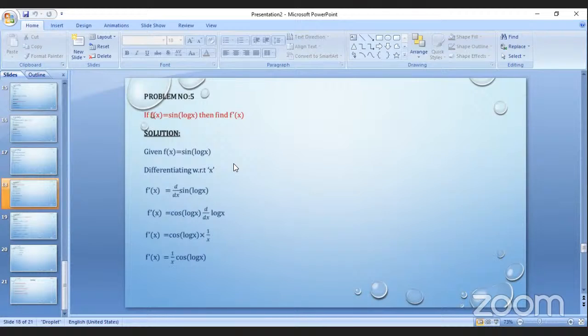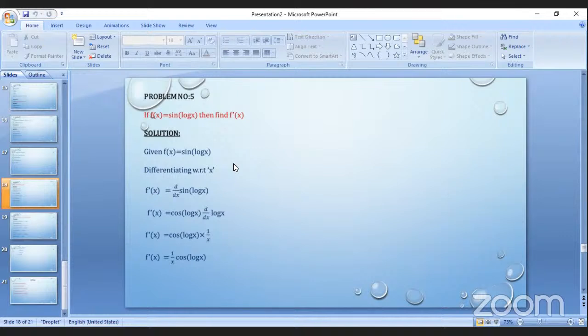Problem number 5. If f of x equal to sin of log x, then find the value of f dash x. What is the given function? Given function f of x equal to sin of log x. Differentiate the function with respect to x.